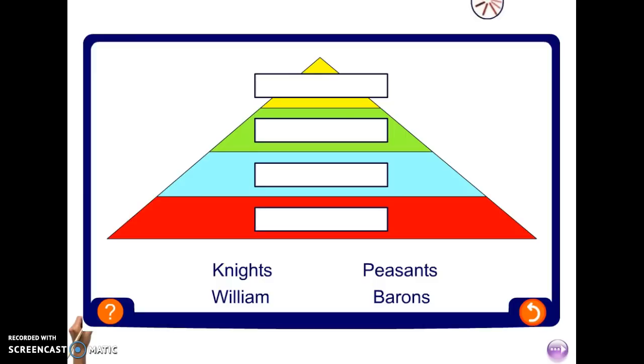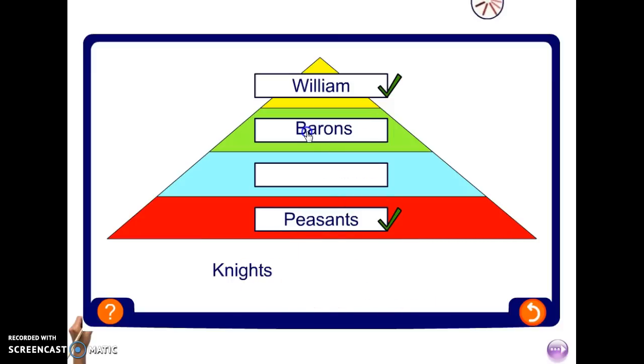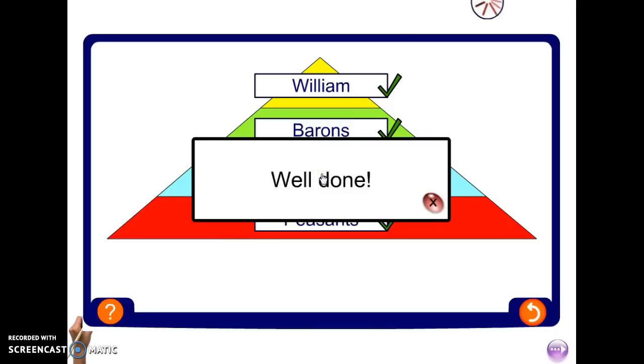Okay, did you figure it out? Well, we know that William is the king, so he's going to be at the top. Ding, ding, ding. And let's take a wild guess and place the peasants at the bottom. Ding, ding, ding. All right, here I think it gets a little tough. Let's see. Do the nobles belong here? Nope. They go in the second tier. So that means our knights are in the third tier.